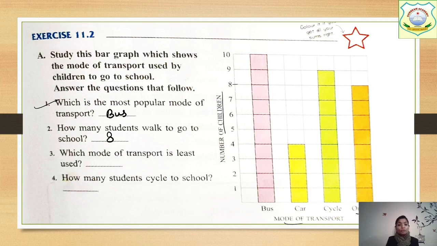Which mode of transport is least used? सबसे कम इसमें से कौन सा यूज हो रहा है? You can see the data and you can tell me directly सबसे कम कौन सा यूज हो रहा है? Yes, this is car.